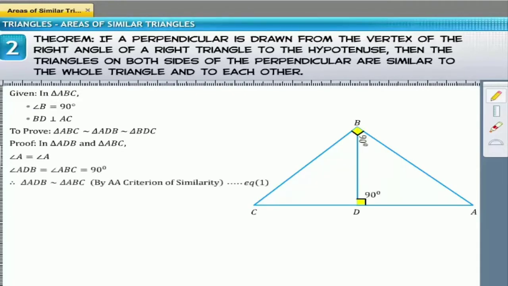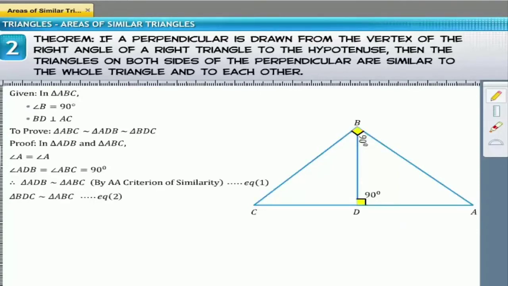Therefore, by the AA criterion of similarity, triangles ADB and ABC are similar. Let's assign this as observation 1. Similarly, we can prove that triangle BDC is similar to triangle ABC. Let's assign this as observation 2.